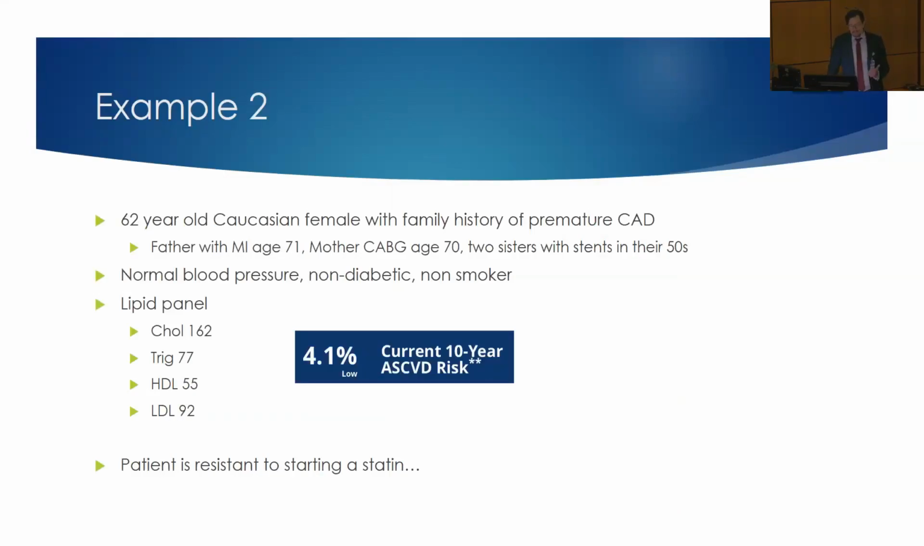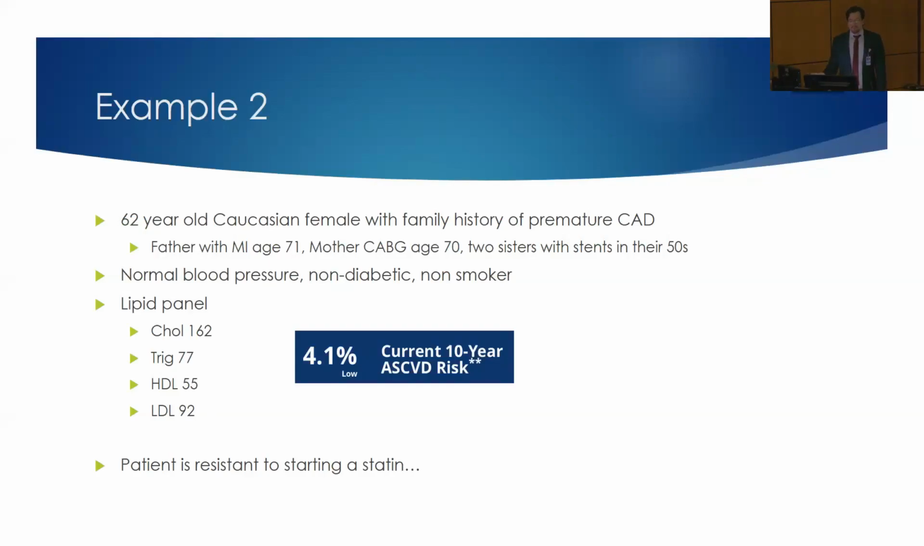Example 2, 62-year-old Caucasian female with a family history of premature coronary disease. Father had an MI at age 71, kind of an older age for the parents, but 2 sisters had stents in their 50s. So that's more premature than you'd expect. Otherwise, normal blood pressure, non-diabetic, non-smoker. Cholesterol panel looks pretty good overall. You plug those numbers into the risk calculators, 4.1%, that's a low risk category.